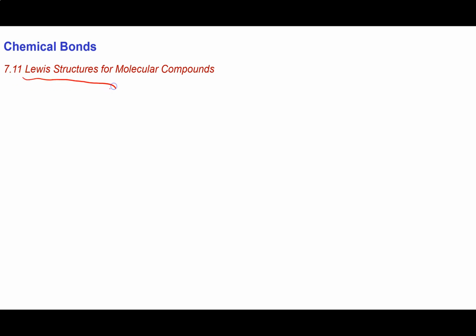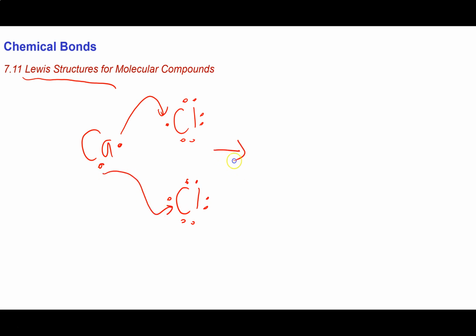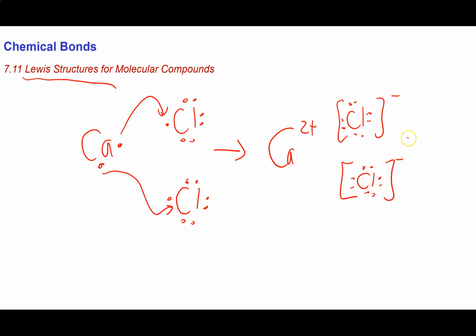So, we previously saw that we could use Lewis symbols to indicate how electrons were transferred from metals to non-metals to form ionic compounds. The question now becomes, can we do the same for molecular compounds? Is there a way of using Lewis symbols, named after G.N. Lewis, to indicate how electrons are shared in molecular compounds? And of course the answer is yes.